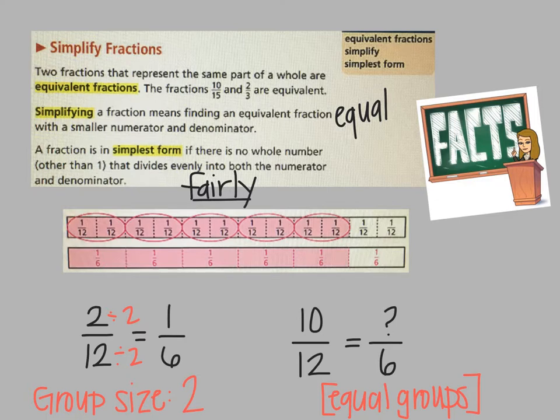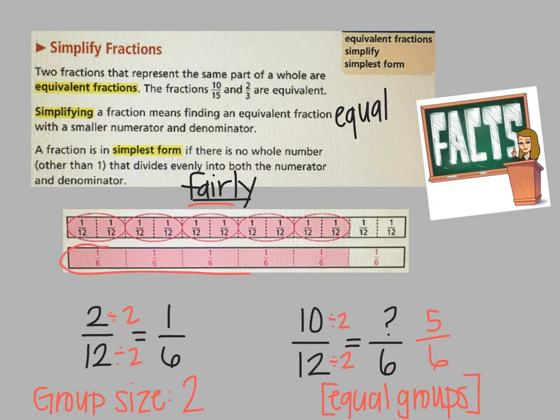Now let's try this one. If we have 10/12 shaded in, the group size is 2, so the factor they're dividing with is 2 divided by 2 divided by 2. Remember, same treatment. They like to be treated fairly. The missing numerator here, represented with a question mark, would show me how many sixths is equivalent to 10/12. Well, 10 divided by 2 is 5. So then I would figure out that 10/12 is equivalent to 5/6.